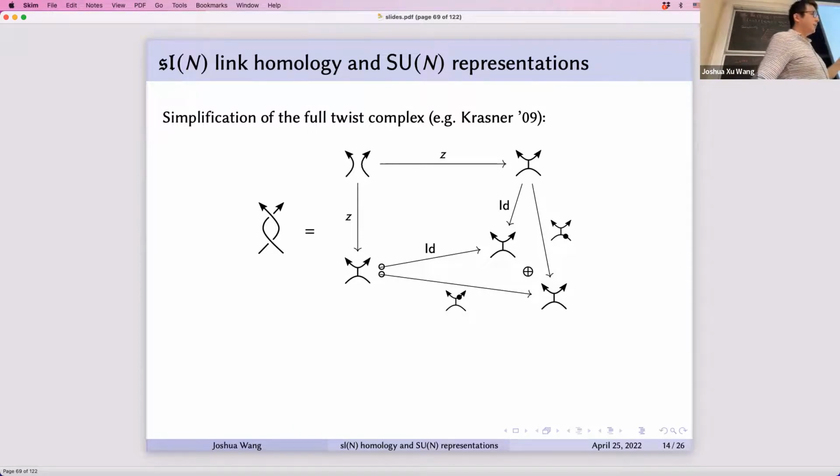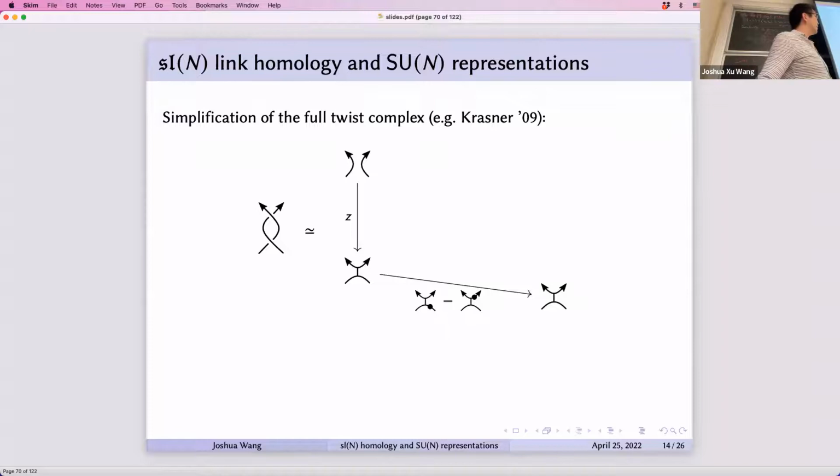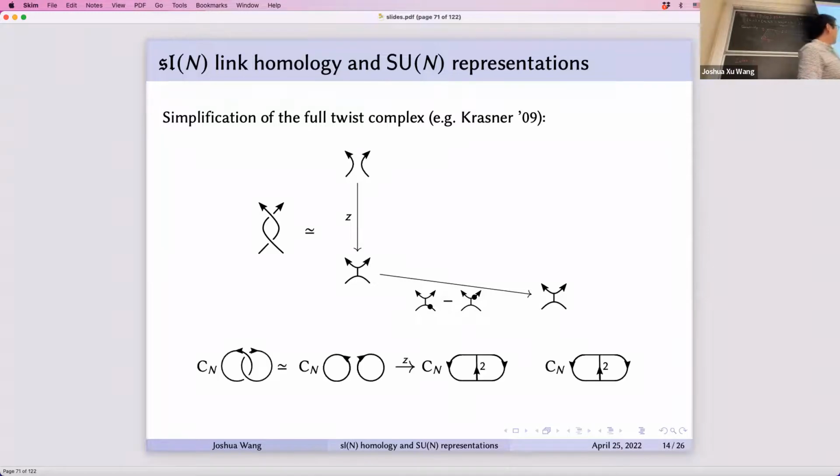And then you can use some well-known simplification tricks for chain complexes to simplify the complex. And what you get are just 3 terms rather than the original 4. So you can simplify it in some way. But now, if you add an arc on the left and an arc on the right to each of these pictures, you get a simplification of the complex associated to a Hopf link.